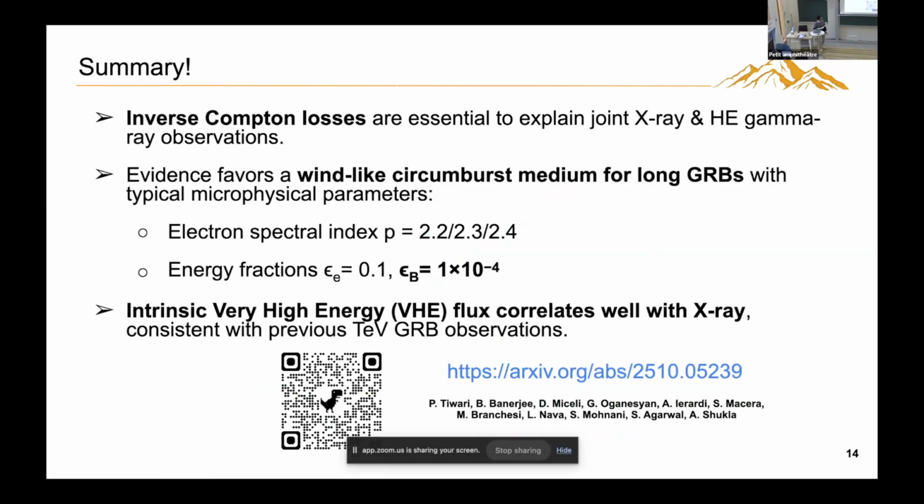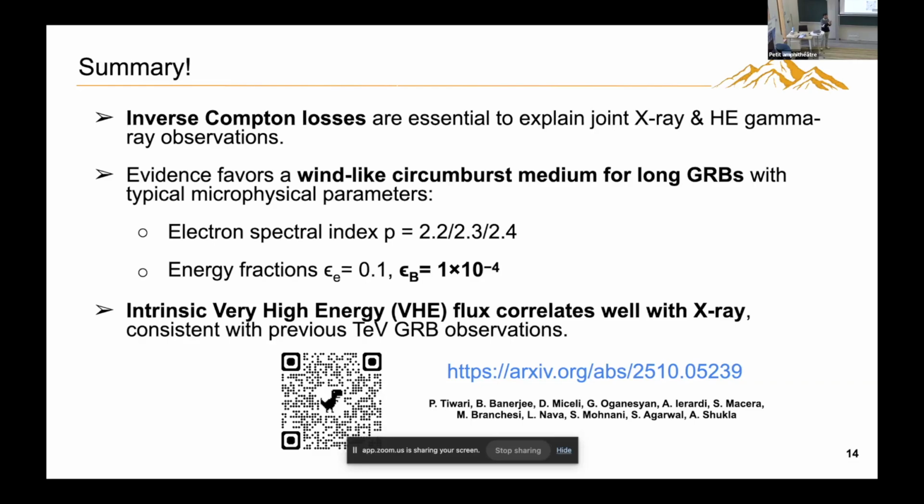So I will finish with the summary of my work. We have these 31 GRBs with simultaneous observations between the soft X-rays and the high energy, and in order to explain both simultaneous observations, we require inverse Compton losses. Plus, since these are long GRBs, which mostly favor wind mediums, this can also be supported by this study.